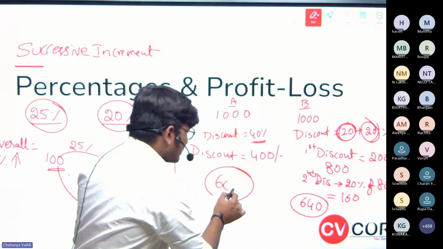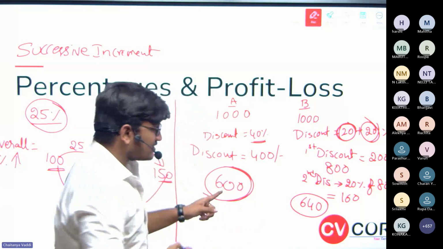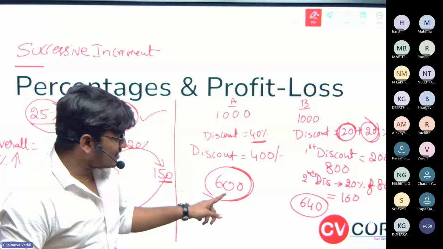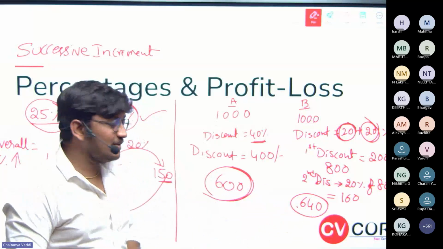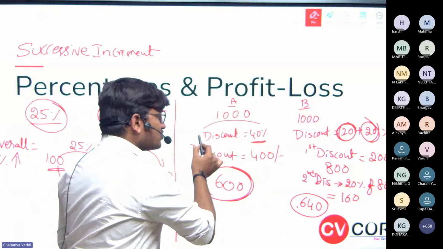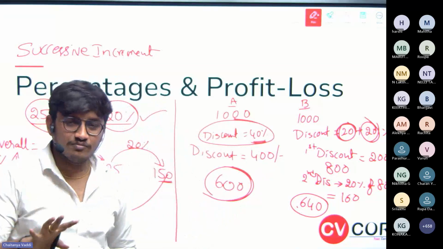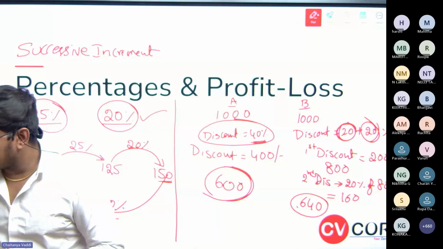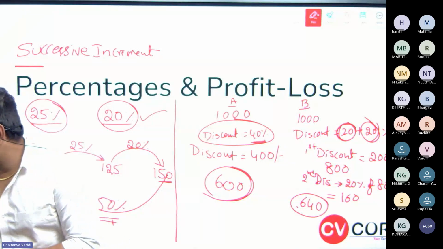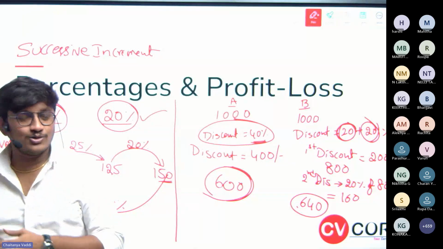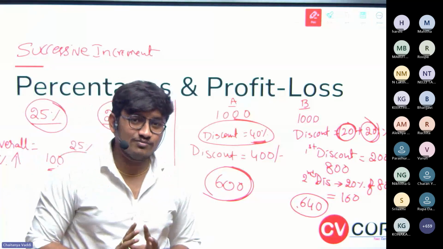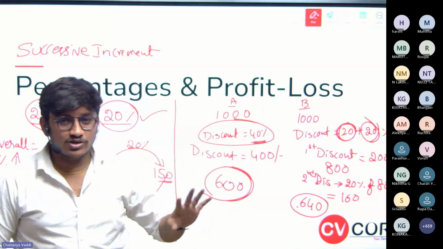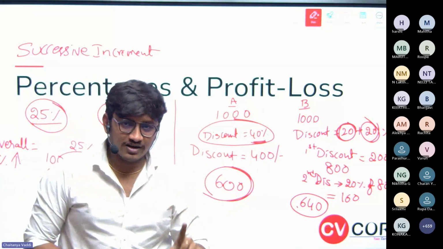If you select shop A, what's the final price? 600. Now tell me, which shop will you prefer? Will you get the same watch with 600 or 640? Remember one simple logic, which majority of the students might not know here. I can see on the chat box, so many students posted B and now they are changing to shop A. So whenever you are getting successive discounts, don't prefer them. Always prefer direct discounts.